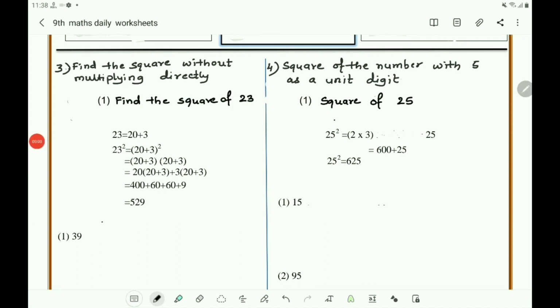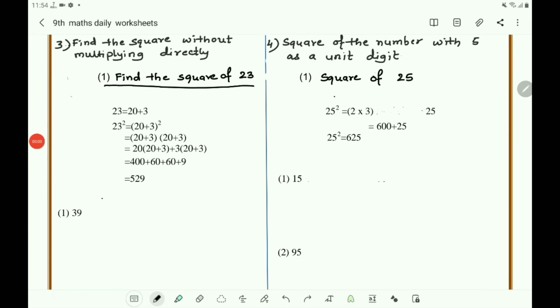So, one example, first one you take, for example, find the square of 23. Here 23 can be expressed as 20 plus 3. 23 square means 20 plus 3 whole square. Then 20 plus 3 whole square is nothing but 20 plus 3 into 20 plus 3. A plus b whole square is a plus b into a plus b.